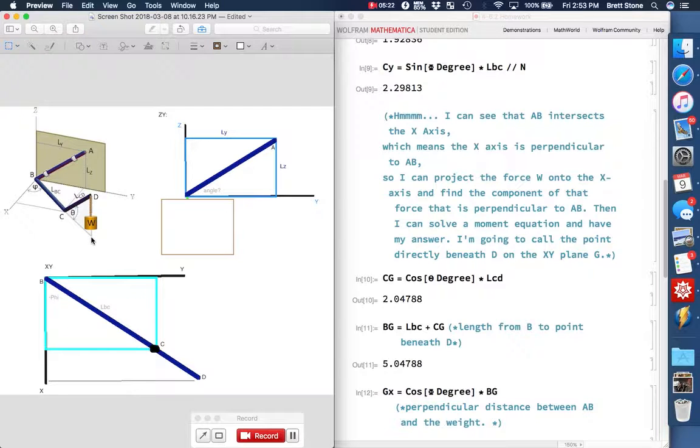I could project the weight, because the weight is going straight up and down in the z-axis direction, right? So if I were to project it over here, and the weight could be over here, right? If I were to take it along this gray line from point D or point G or whatever we want to call it onto the x-axis, then it's still going straight down, and it's on this moment arm now that's perpendicular with AB.